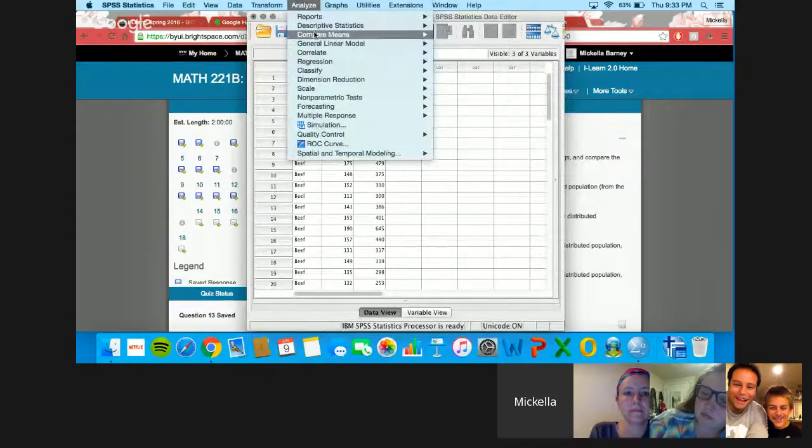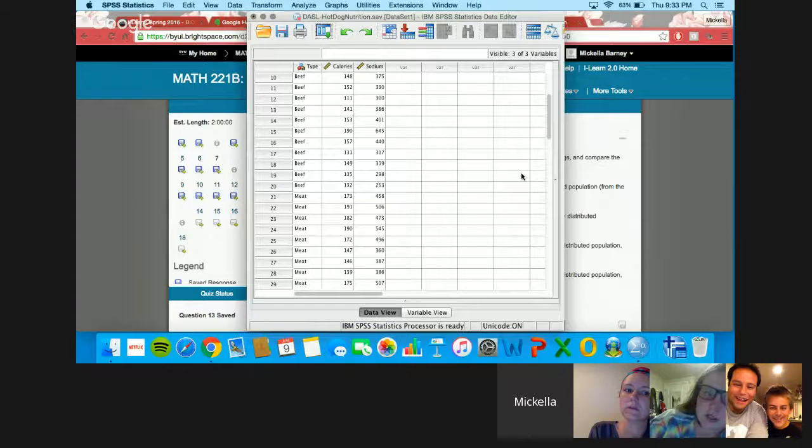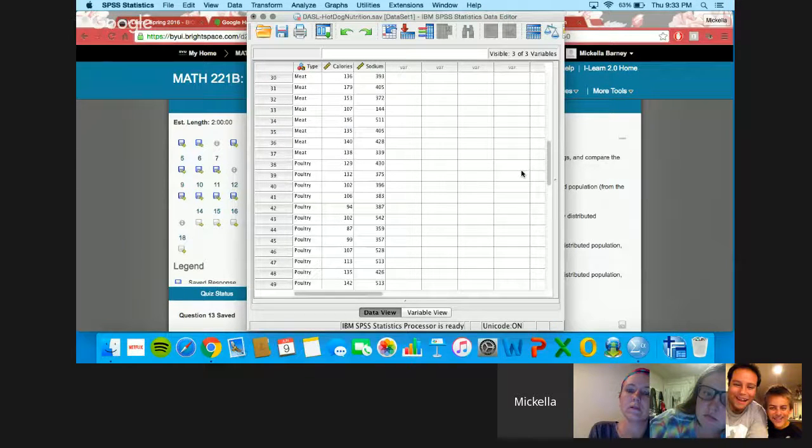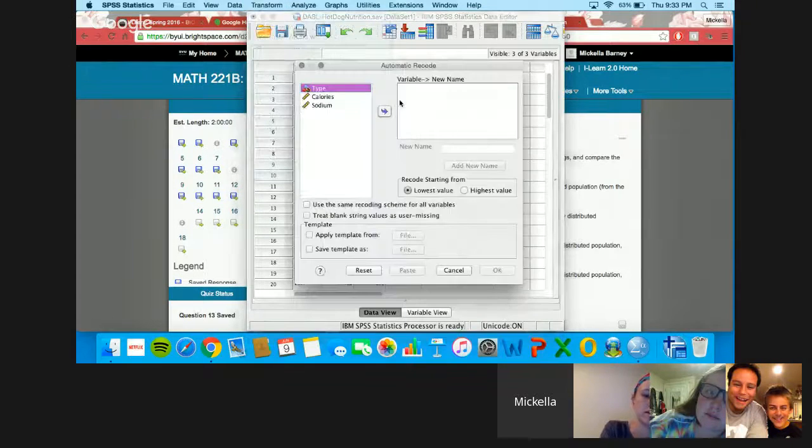Okay, so analyze. Wait, do we have to transform first or no? I think so. Automatic recode? Well, I don't know, because you have to change this type one into something that can be put in the factors list. You have to put type with code at the end. The factor? Yeah. Okay, and then put type code. Right.